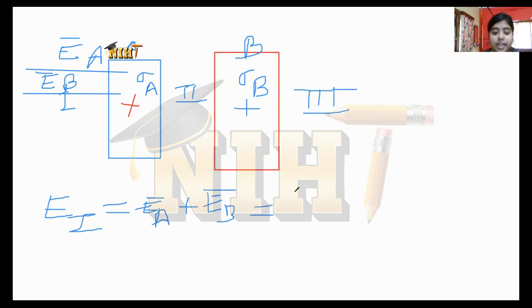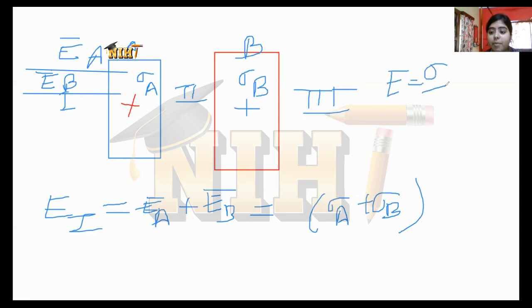So this is basically 1 by 4 pi epsilon naught, which is K, times sigma A plus sigma B. Here, instead of K, we know that the electric field intensity due to a plane sheet of charge is equal to sigma by epsilon naught. So here you can write 1 by epsilon naught times sigma A plus sigma B. Sorry, there is a factor 2 that comes up.